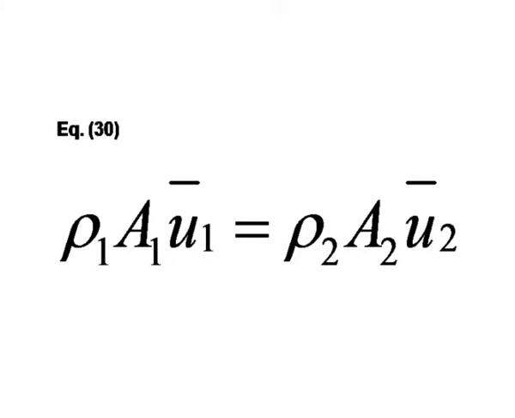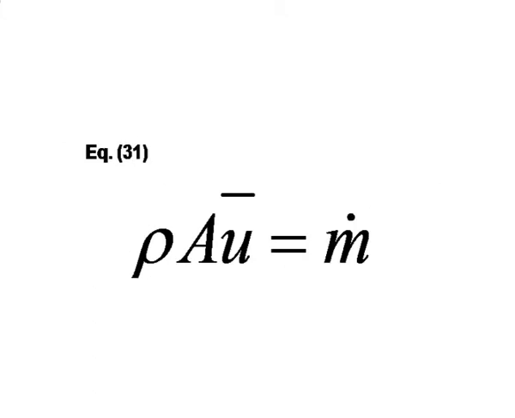We can express this equation on the basis of either mass flow or volumetric flow rate. Therefore, rho A u bar is equal to m dot. In this equation 31, m dot stands for mass flow rate, that is kilogram per second. The mass flow rate is a function of density rho, the cross sectional area A of the pipe or tube, and the mean velocity u bar of the fluid. Equation 31 shows that mass flow rate remains constant under steady state conditions.